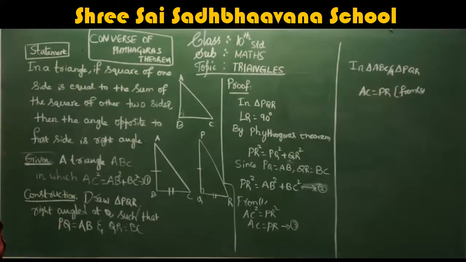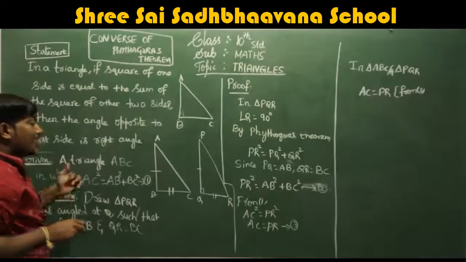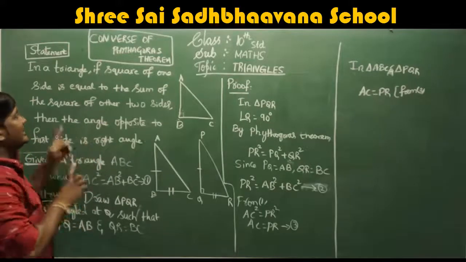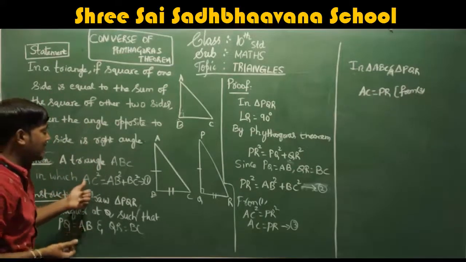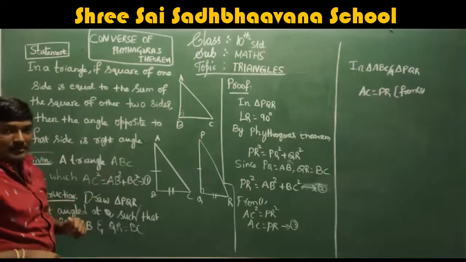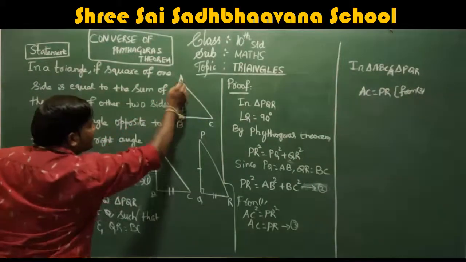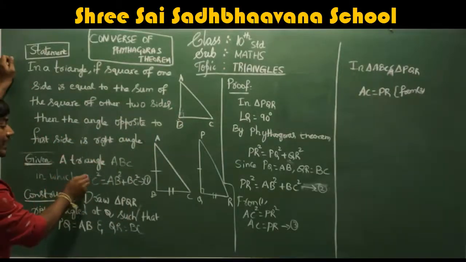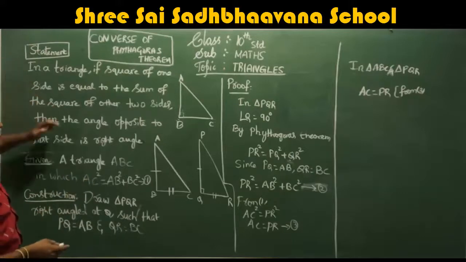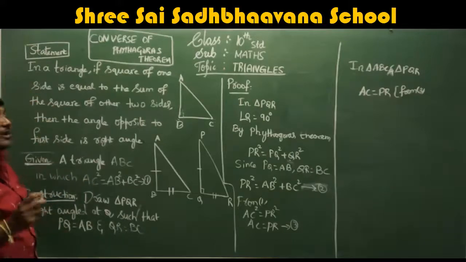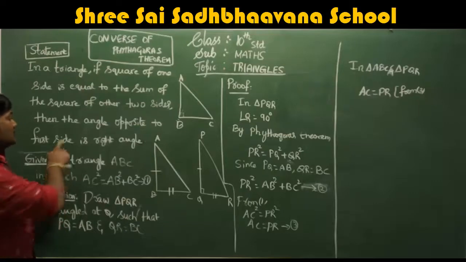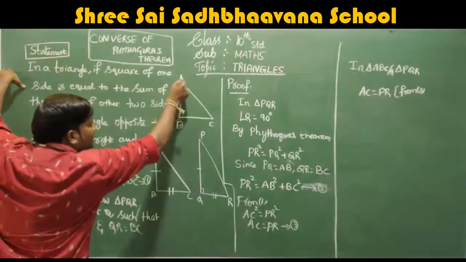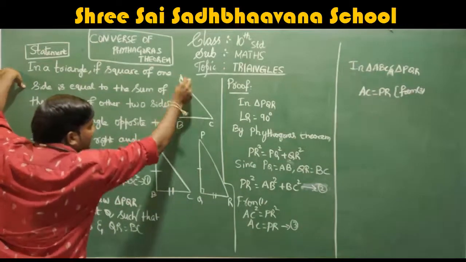Let me explain once again. In this case, they are not telling us that this is a right angle. They are just telling us that in some triangle, in any triangle, AC square is equal to AB square plus BC square, meaning the longest side square is equal to the sum of the squares of the other two sides. Then you have to show that the triangle in which this condition is satisfied is a right angle triangle. Then the angle opposite to the first side. What is the first side? You can take AC as the first side.